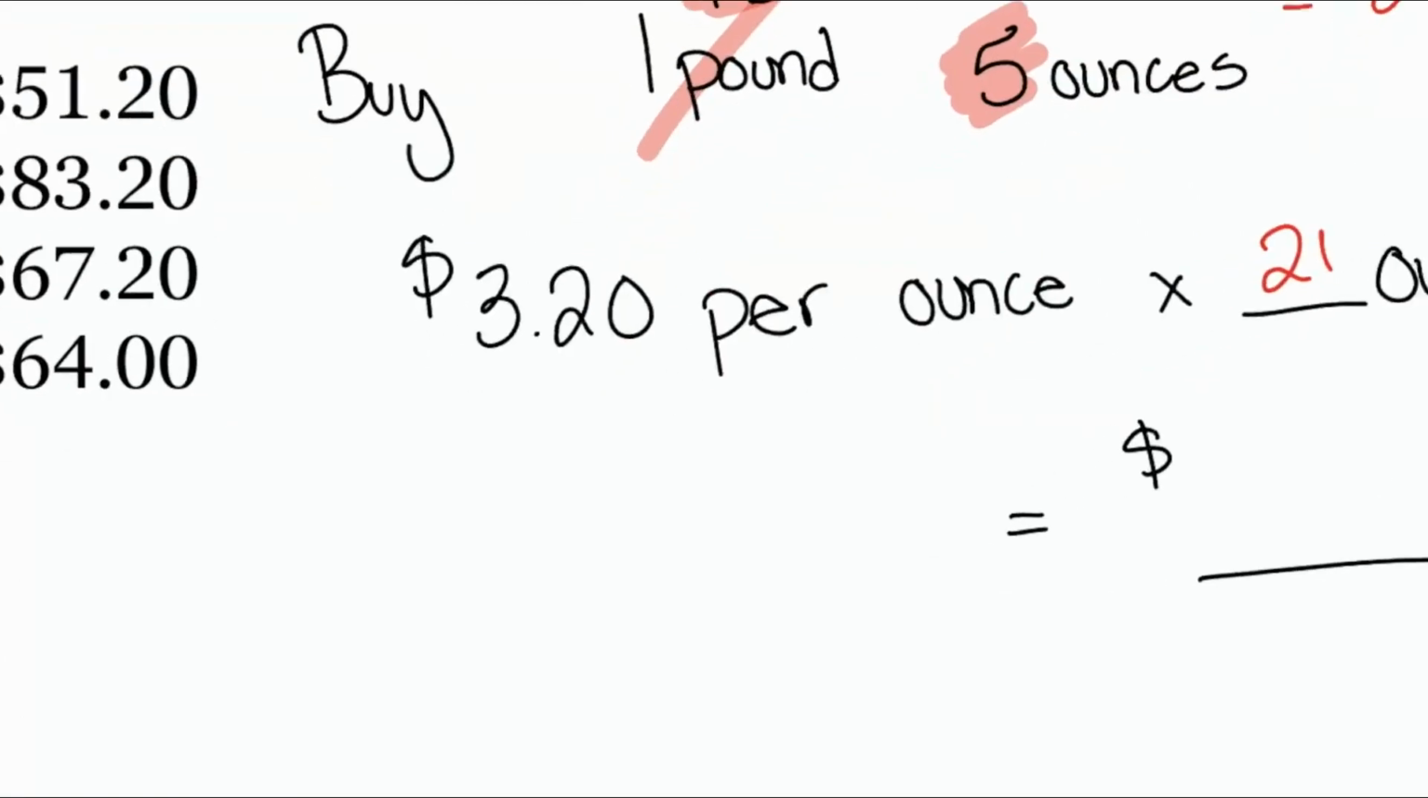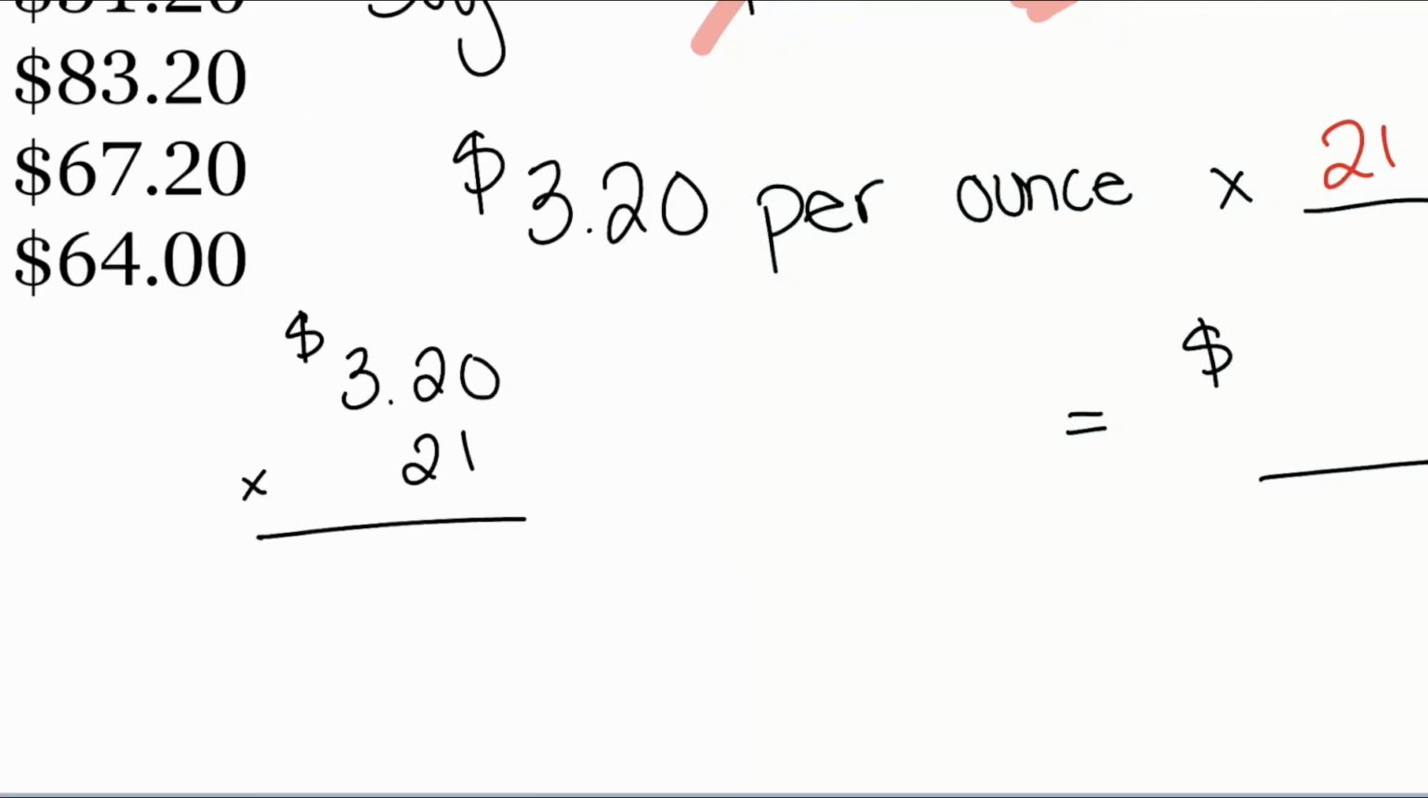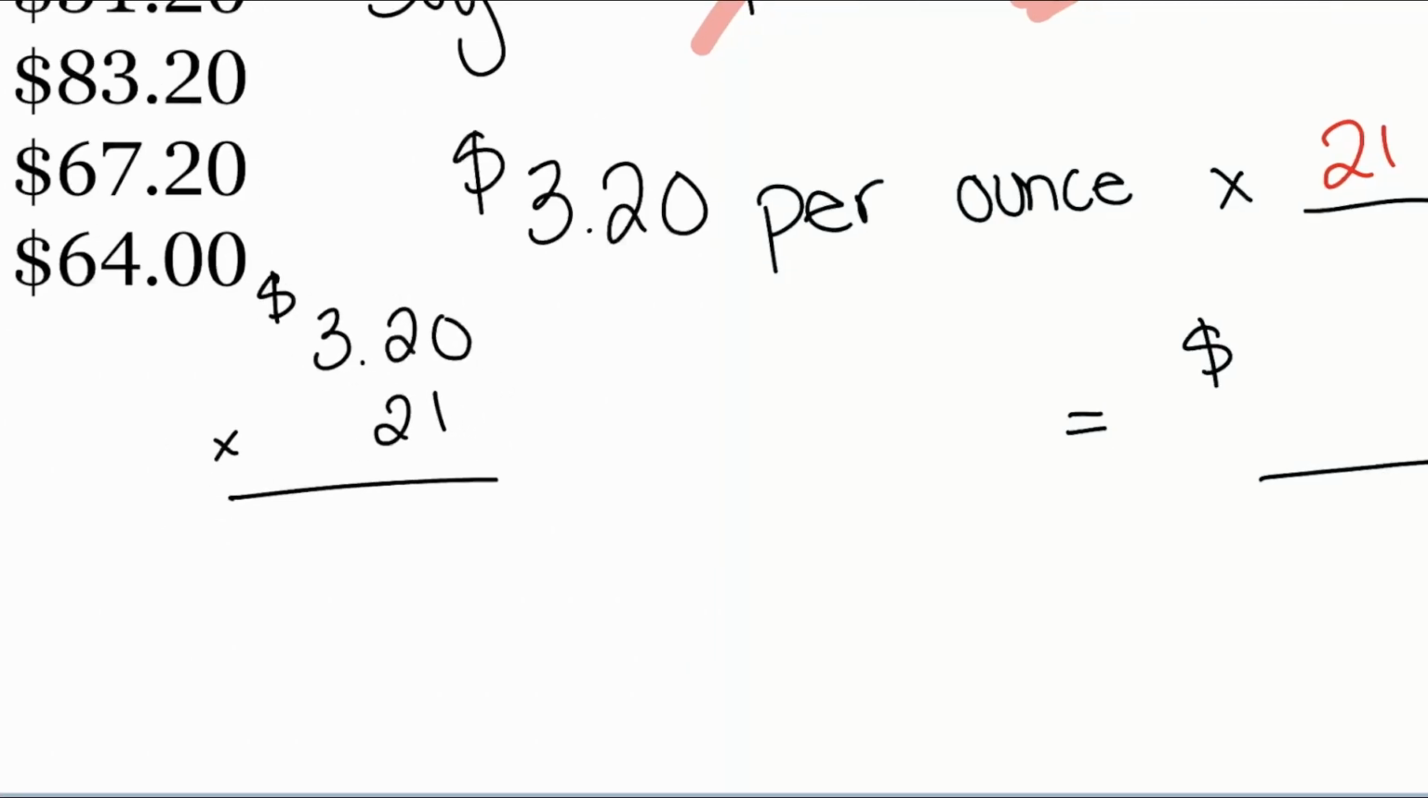Let me zoom on in and let's get $3.20 multiplied by 21. And just to remind you about the rules for multiplying by decimals, don't. Just ignore it. Ignore the decimal, do your multiplication, and then bring the decimal back at the end. So let me show you here.